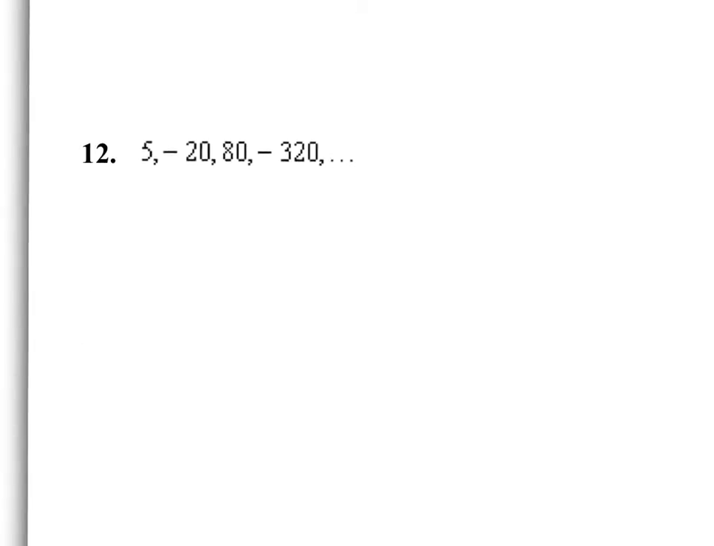All right, 5, negative 20, 80, negative 320. This one looks like geometric because look how big the numbers are getting. They're getting big super fast. It went from 5 to 20 to 80 to 320. So let's check geometric first. That's what our gut is telling us right now.